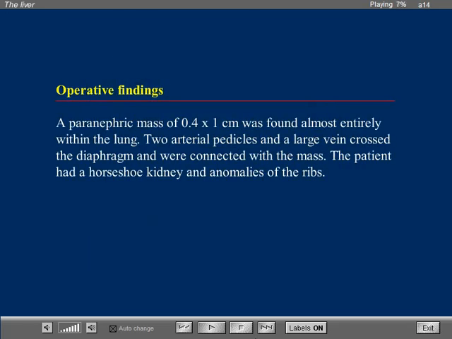A thoracotomy was done, and a paranephric mass, 0.4 by 1 centimeter in diameter, was found almost entirely within the lung. The arterial pedicles and a large vein crossed the diaphragm and were connected with the mass. The patient had a horseshoe kidney and anomalies of the ribs.